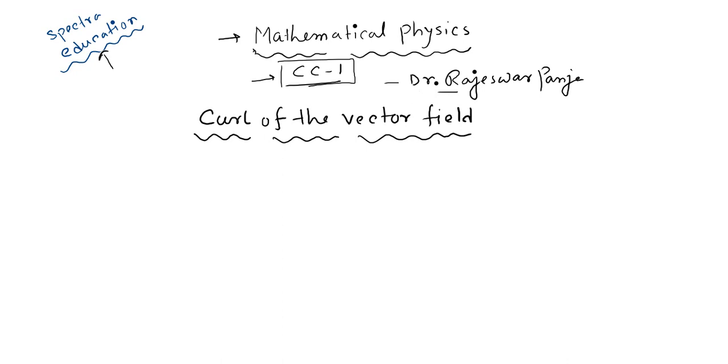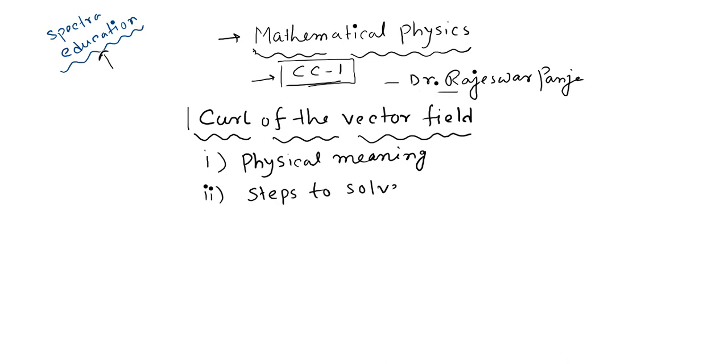we are discussing mathematical physics, which is Core Course 1 for B.Sc. Physics students. Today's topic is curl of a vector field. Here we will discuss, number one, the physical or geometrical meaning of the curl of the vector field, and number two, the steps to solve the numerical problems. So first we'll discuss the physical meaning of the curl.